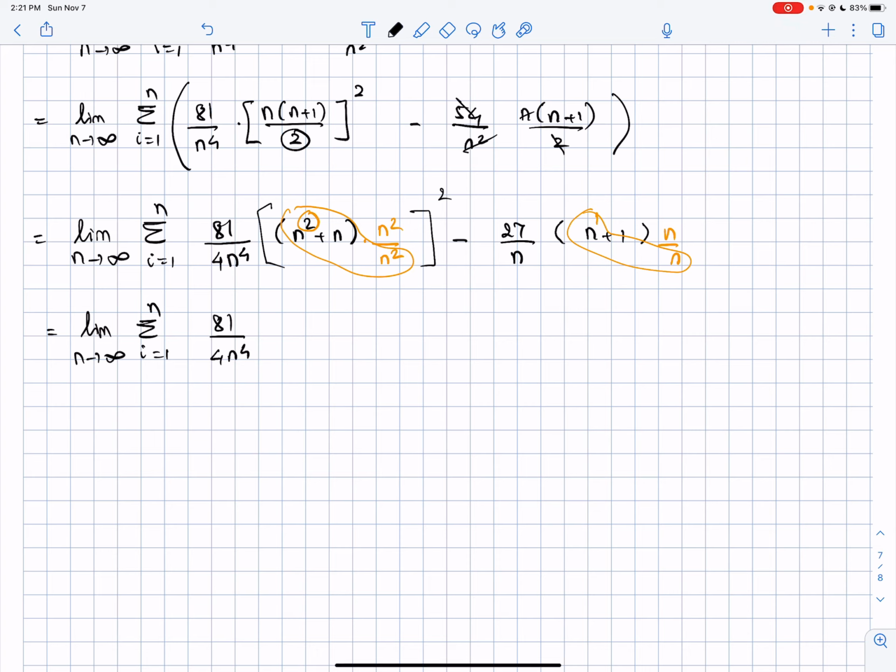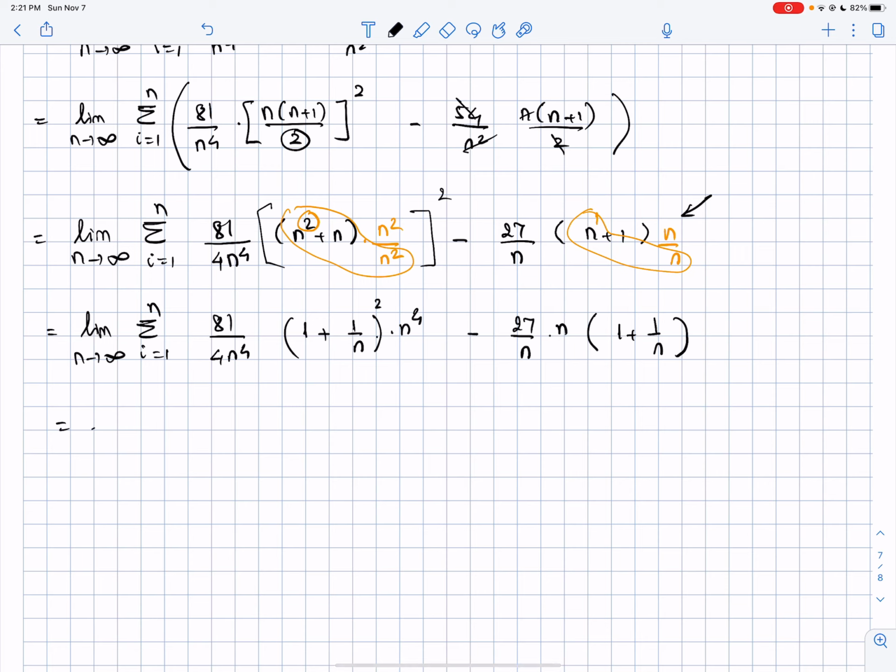Now if we use the one that I circled, we will get 1 plus 1 over n, times, so this one will be squared, and then n squared squared will become n to the 4, minus 27 over n times this n right here. So I'm going to move to the front and then simplify the one that we circled, so we get 1 plus 1 over n.